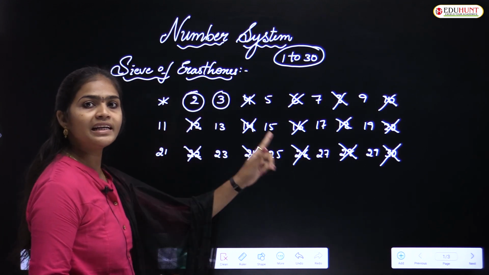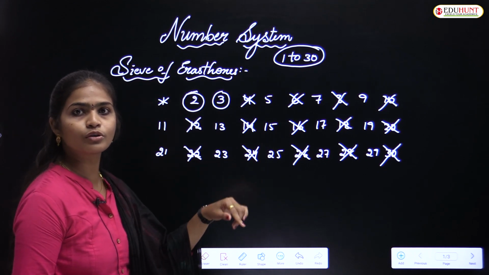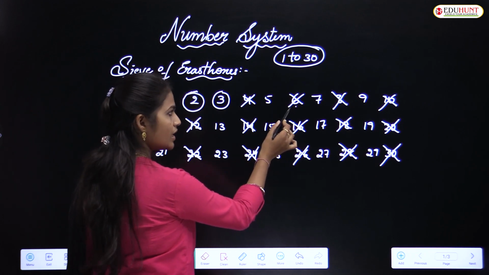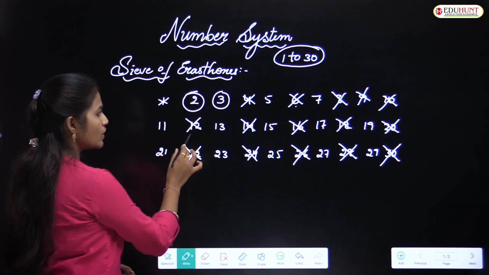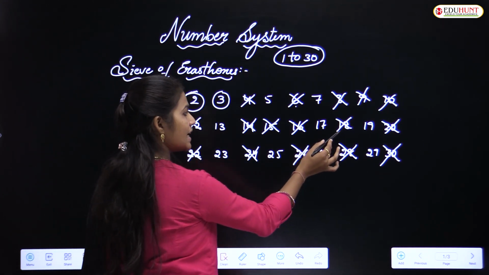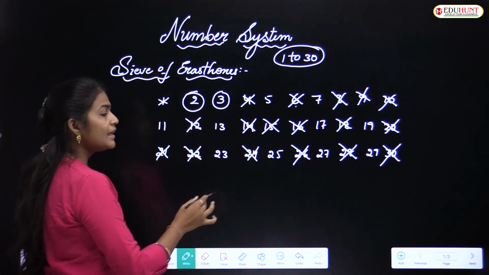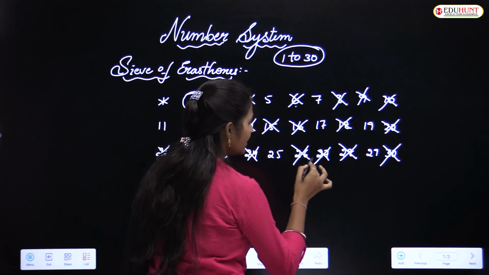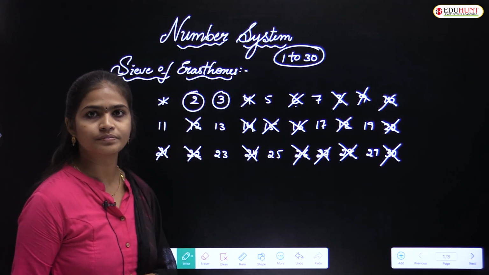Now you have to consider the 3 table, and cross the multiples of 3. 3 ones 3, 3 2s 6, already completed, no problem. 3 3s 9, 3 4s 12, 3 5s 15, 3 6s 18 completed, 3 7s 21, 3 8s 24 completed, 3 9s 27, 3 10s 30 completed. So the 3 table is also completed.